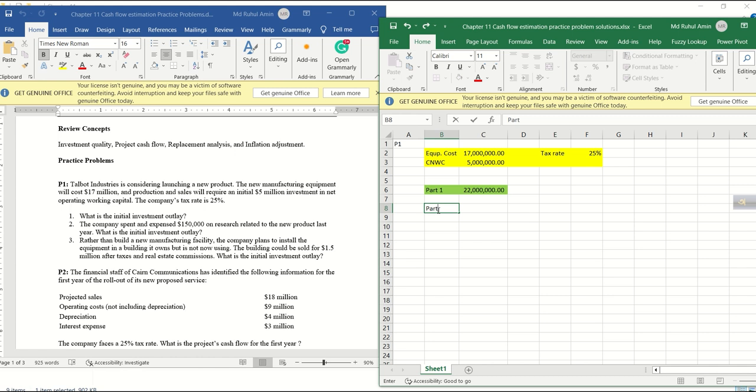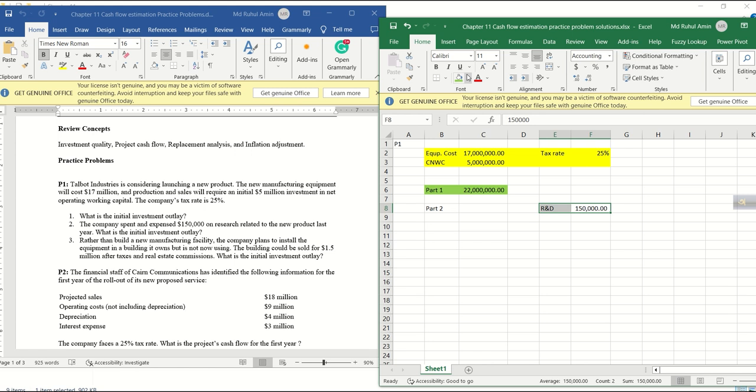Part 2. The company spent and expensed $150,000 on research related to the new product last year. What's the initial investment outlay? So R&D equals 150,000. This is our R&D expenditure. We have these two pieces of information, and additionally we are getting this. So how much should our initial investment be? Think about whether R&D is a sunk cost.